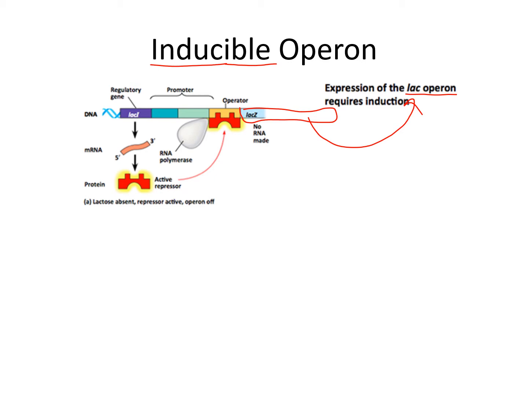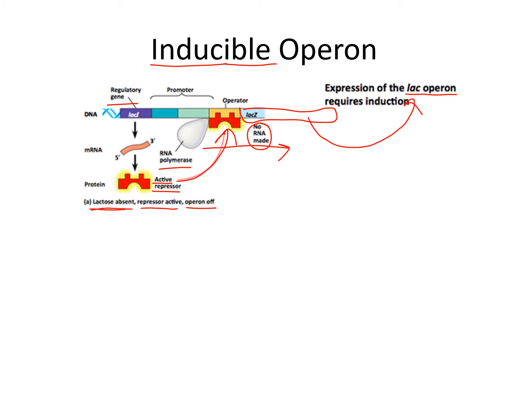And under normal circumstances, lactose is absent. And so the repressor is in the active form, which means the operon is turned off. It is not transcriptionally active. So in a normal situation, the repressor, which is produced by the regulatory genes, is in the active form. So because it is active, it binds to the operator, and because it binds to the operator, the RNA polymerase cannot transcribe the genes. So no messenger RNA is made, no enzymes are made, and that's fine because there's no lactose to be broken down.